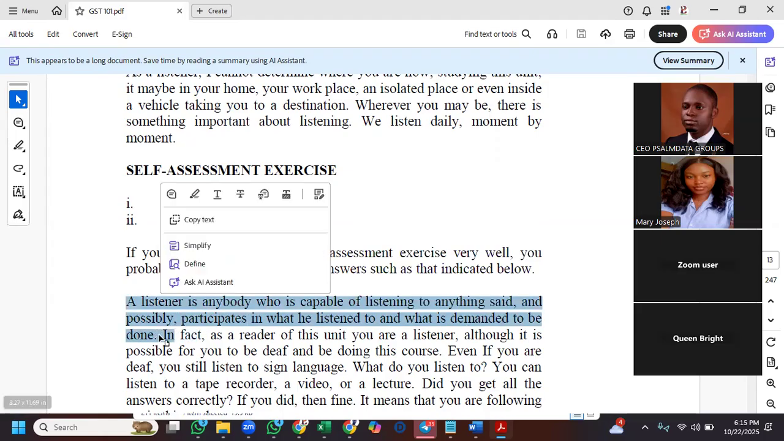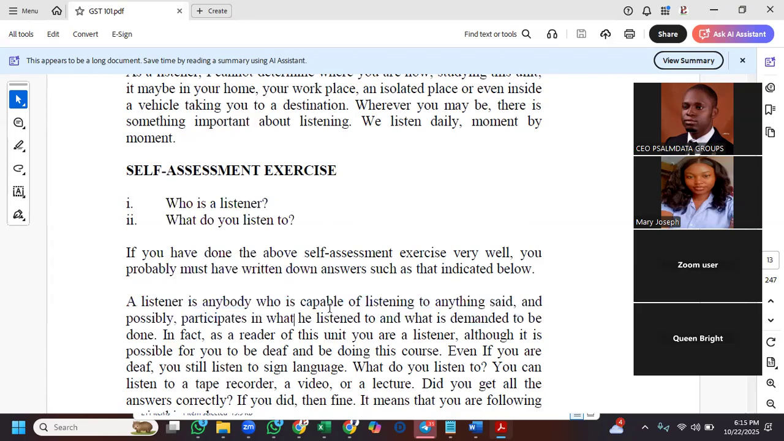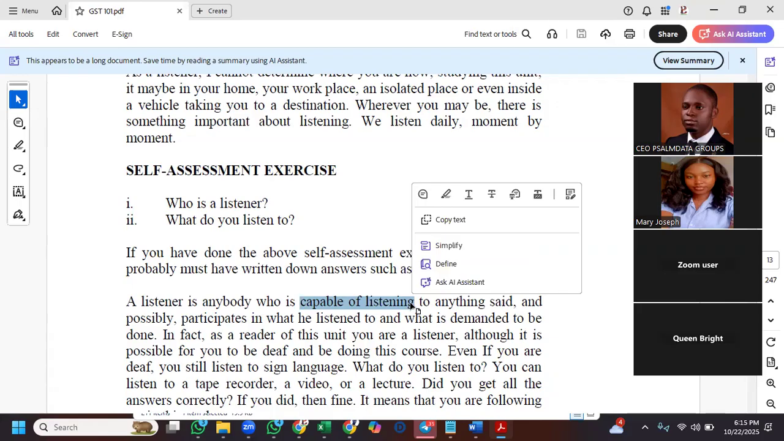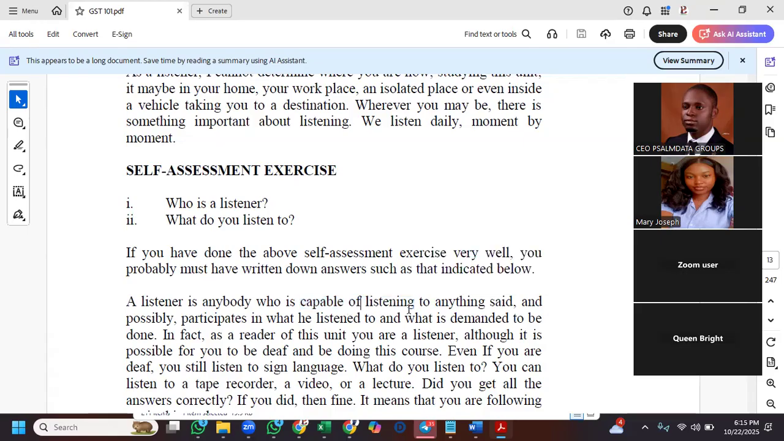Someone who is able to listen. The first thing is capable of listening, which means the person must have a functioning ear. That is the meaning of this statement. Capable of listening, the person must have an ear. For instance, a deaf person cannot hear what you are saying, except you speak in sign language, actually. So the capacity or capability to listen dwells on a functioning ear.